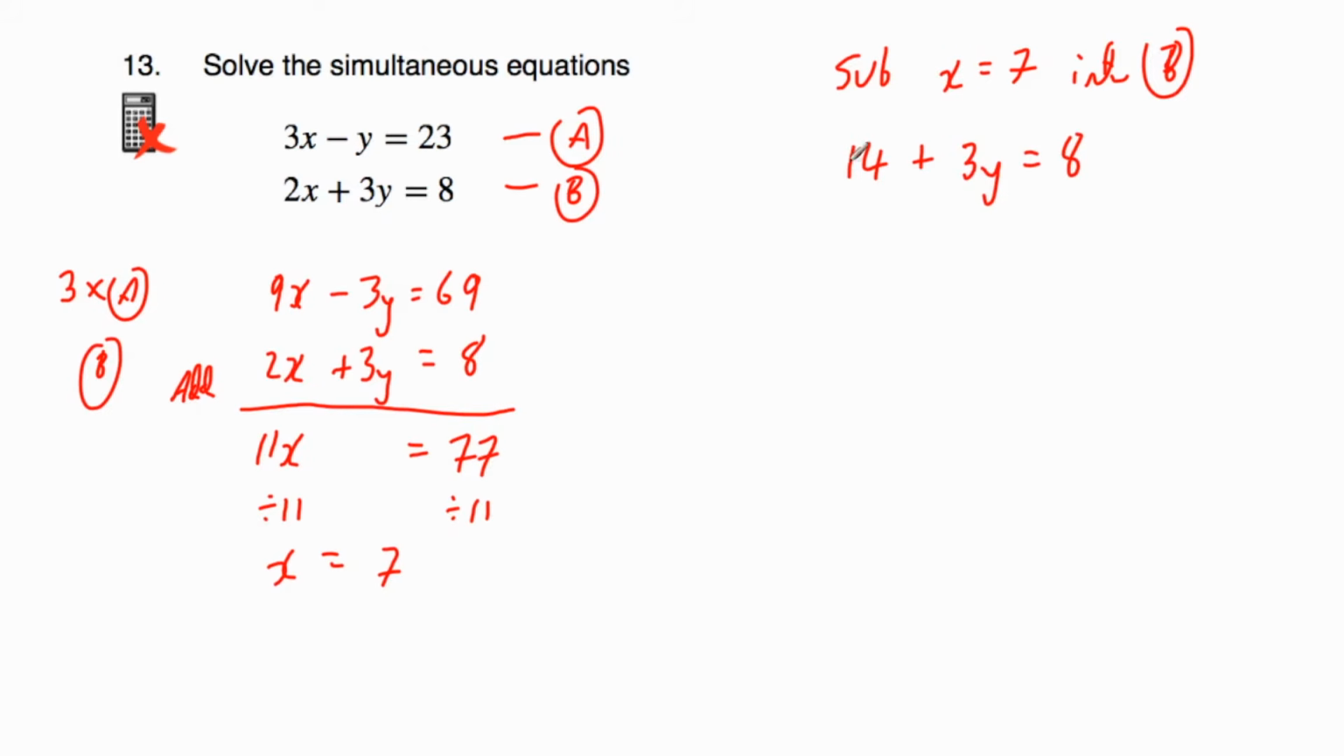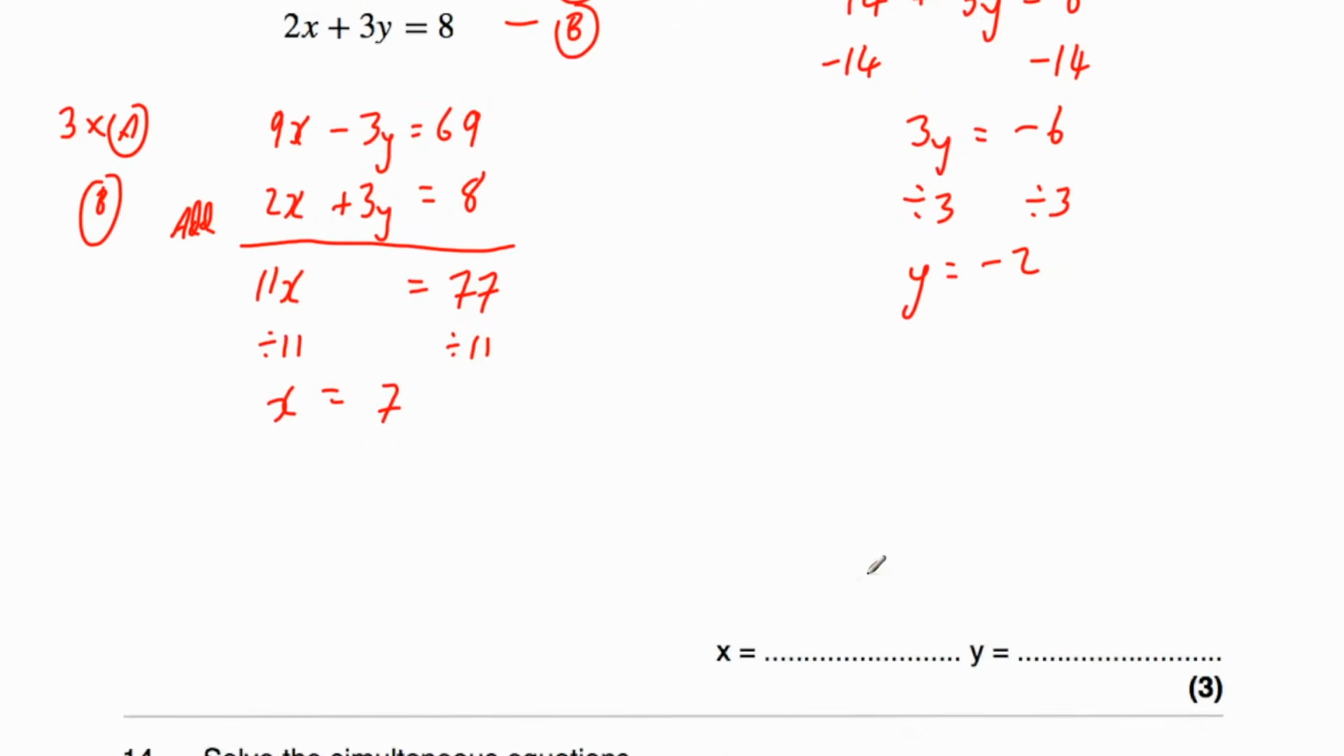So now let's find our y by getting rid of our 14. So take away 14 and take away 14. So that'll leave us with 3y equals. Now 8 take away 14 is minus 6, and then divide by 3 and divide by 3. 3y divided by 3 is just y. And on the right hand side, well, 6 divided by 3 is 2. So minus 6 divided by 3 would be minus 2. So our answer is x equals 7 and y is equal to minus 2.